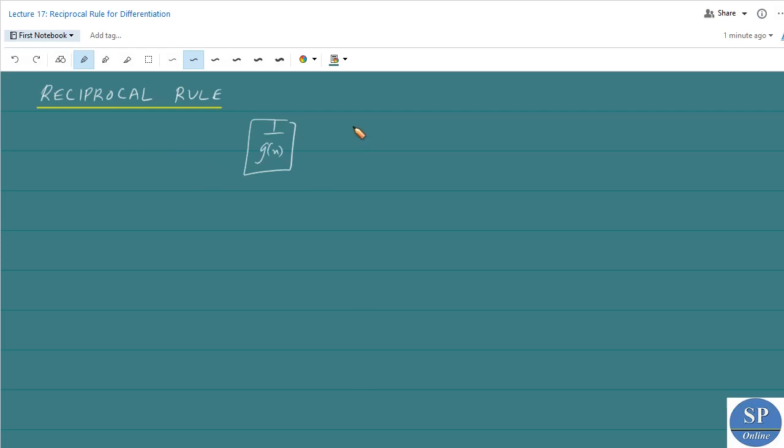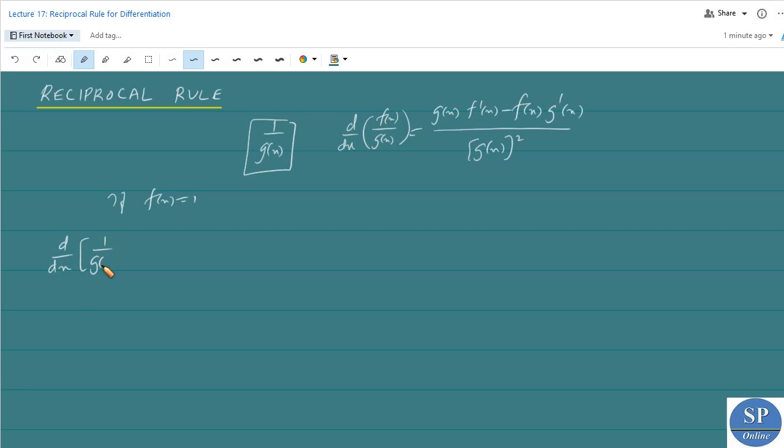We know the quotient rule is nothing but d by dx of f of x divided by g of x is equal to g of x into f dash of x minus f of x into g dash of x divided by g of x whole square. So here in this case if f of x is equal to 1, then we have d by dx of 1 by g of x.